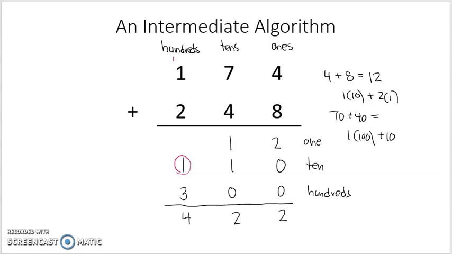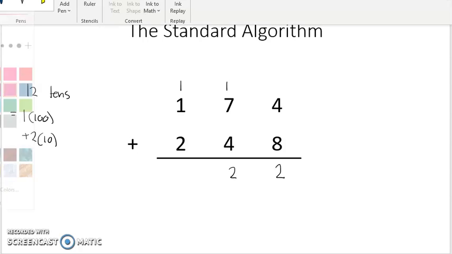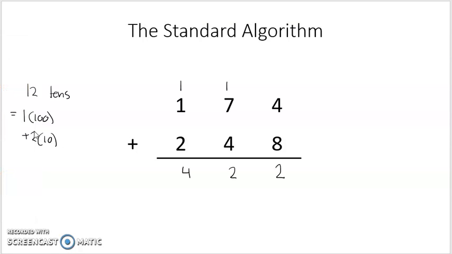All right, so the intermediate algorithm is a transition to the standard algorithm. Lastly, 1 plus 1 plus 2 gives me, and I'll do it in the same color, hold on, I think it's black, is 4 hundreds, and we still have 422. So the idea is the models of addition help students make the transition. This is what I want you to understand. You transition from concrete models to an intermediate algorithm to the standard algorithm.